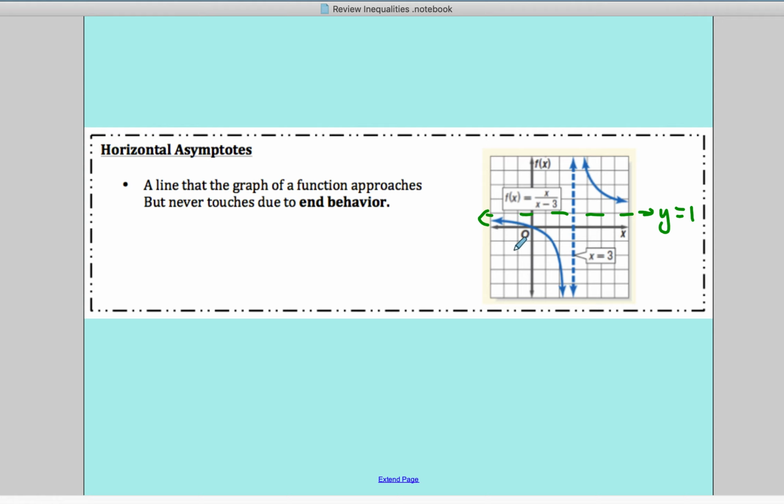The way you can find that out from the function is you take the highest degree from the numerator and the highest degree from the denominator. Remember, degree is your variable with the highest exponent. So this is a degree 1, and this is x to the first, so this is also degree 1. So you would take x over x, and those cancel to be just the number 1. So my horizontal asymptote is at y equals 1.